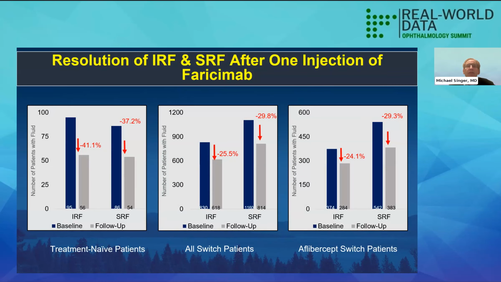So when you look at what happens in terms of fluid when you change these patients to faricimab, well, you can see regardless of what you look at, whether all switch patients, treatment-naive patients, or patients who were treated with aflibercept, obviously their fluid went down. Once you put these people on faricimab, regardless of what group you fall in, there's a reduction of intraretinal fluid and subretinal fluid.